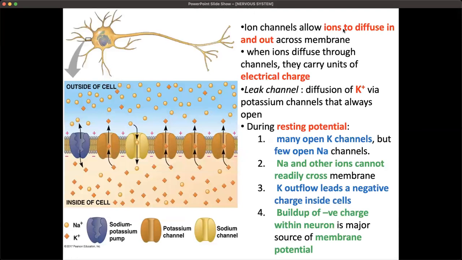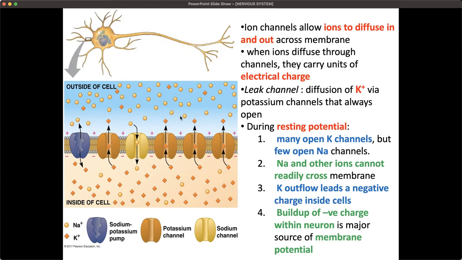So ion channels allow ions to diffuse in and out across a membrane. Yeah, true, right? That is the function of the ion channel, allowing the ions to flow in and flow out. When ions diffuse through channels, they carry units of electrical charge, right? They carry ions, meaning if you are allowing the sodium ion to flow out, more positively charged ions are going to flow out. You're going to make it more negative. That is what it means. They carry units of electrical charge.